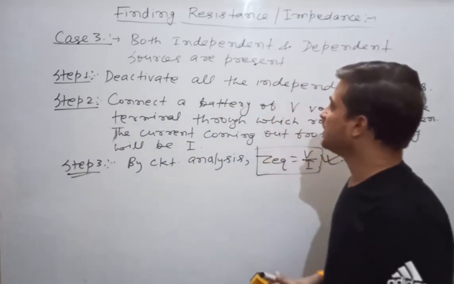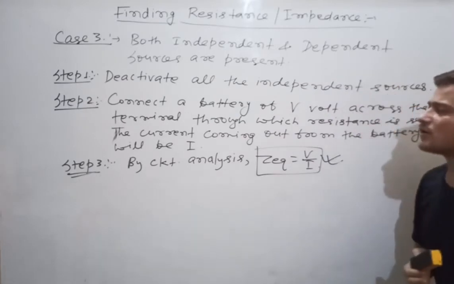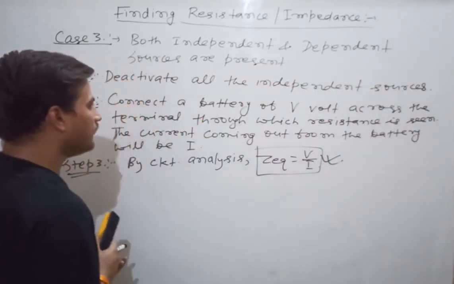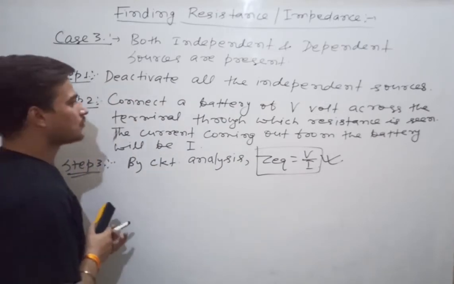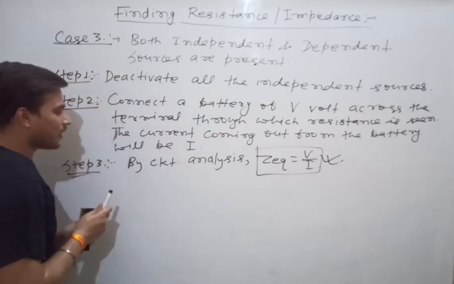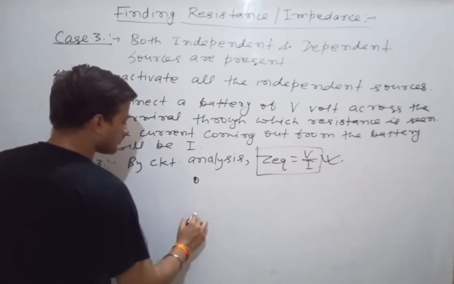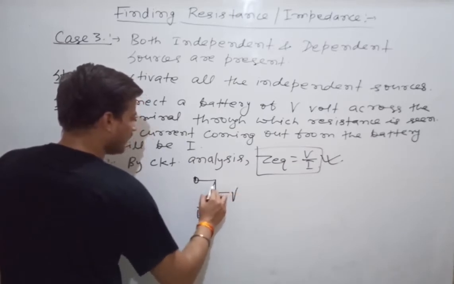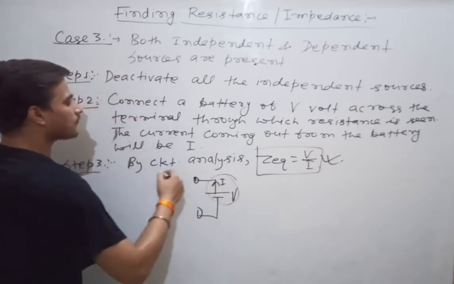Let us see. First, we'll deactivate all the independent sources. Then we'll connect a battery of V volt across the terminal through which resistance is to be seen. Suppose this is the open circuit terminal, so we'll connect a V volt battery like this, and a current I will be coming out from this battery.